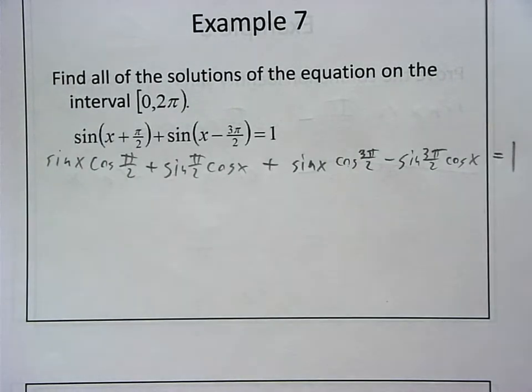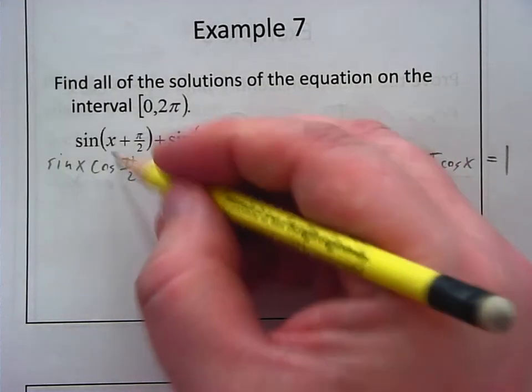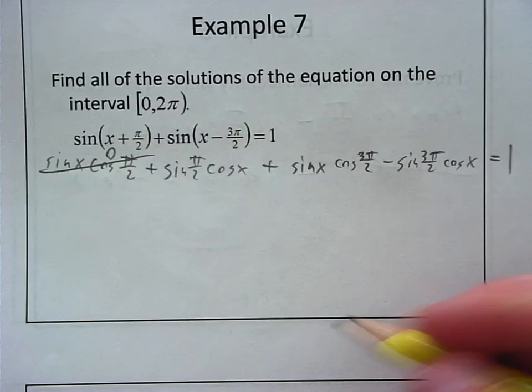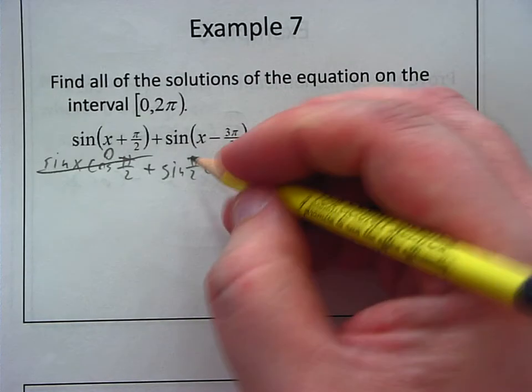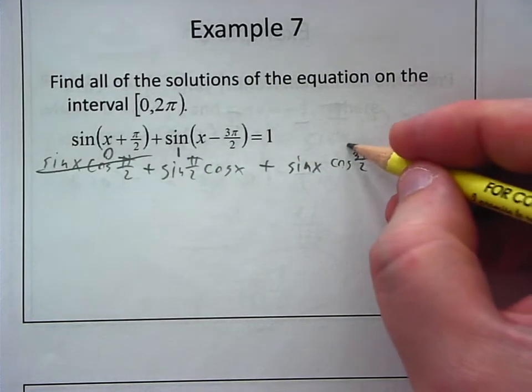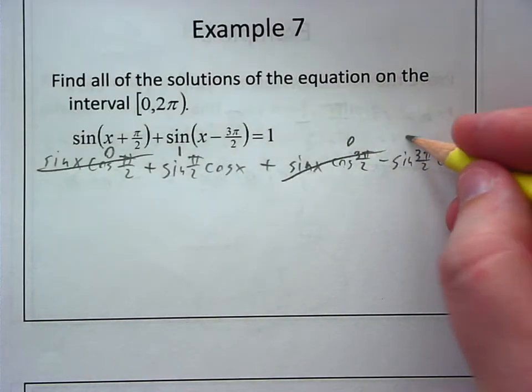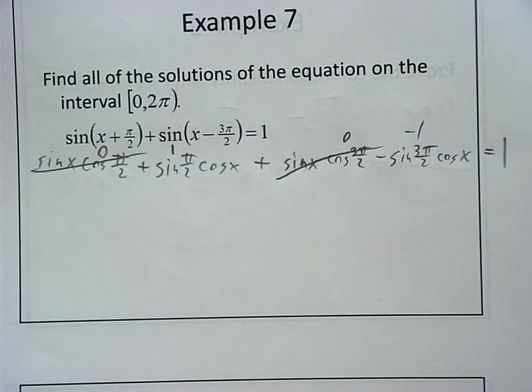So then, I'm going to just go through and simplify a little bit. Cosine of pi over 2 is 0, so 0 times sine is gone. Sine of pi over 2 is going to be 1, so that's just going to be cosine. Cosine of 3 pi over 2 again is 0, so that whole term's gone. Sine of 3 pi over 2 is negative 1. So clean this up a little bit.